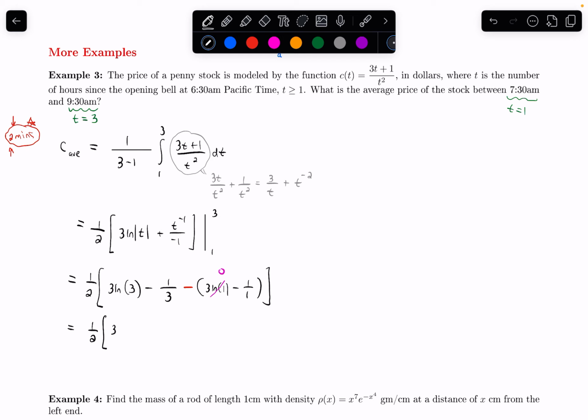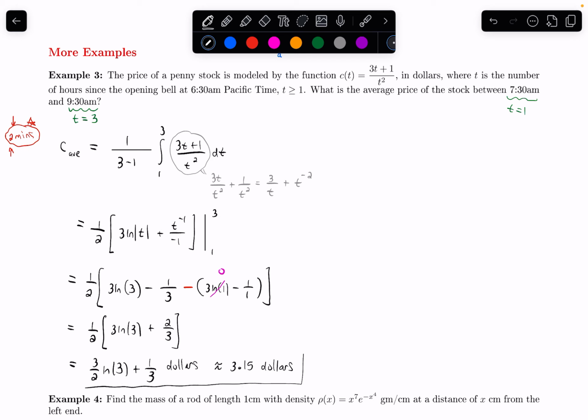bracket 3 ln of 3, and then minus 1/3 plus 1 becomes plus 2/3, so plus 2/3. And then we can go ahead and distribute that 1/2. So that gives me 3/2 ln of 3 plus 1/3. Without a calculator, this is kind of as far as we can go. Units of price here are dollars. If we had a calculator and we wanted to round this, it turns out this ends up being about $3.15 if I round it to 2 decimal places.